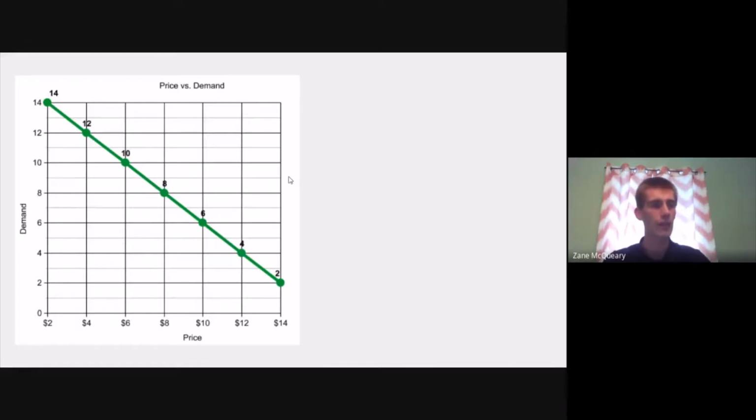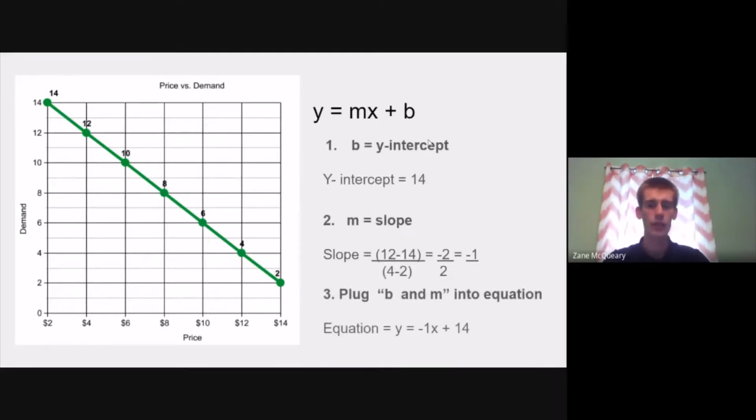Our y-intercept is where the line intersects the y-axis. In this case, it is 14. So our equation, if we fill in everything we're given, is y equals -x plus 14.